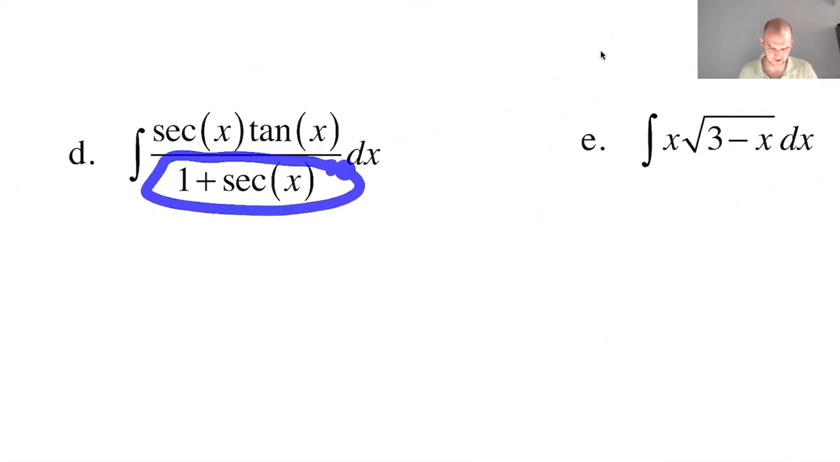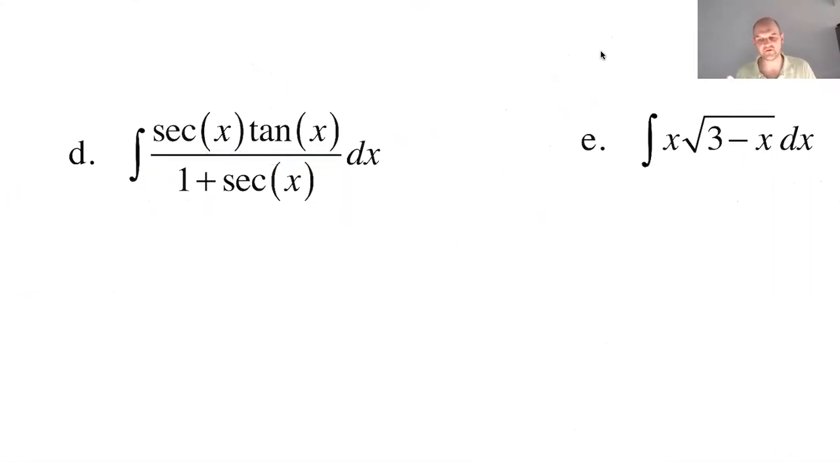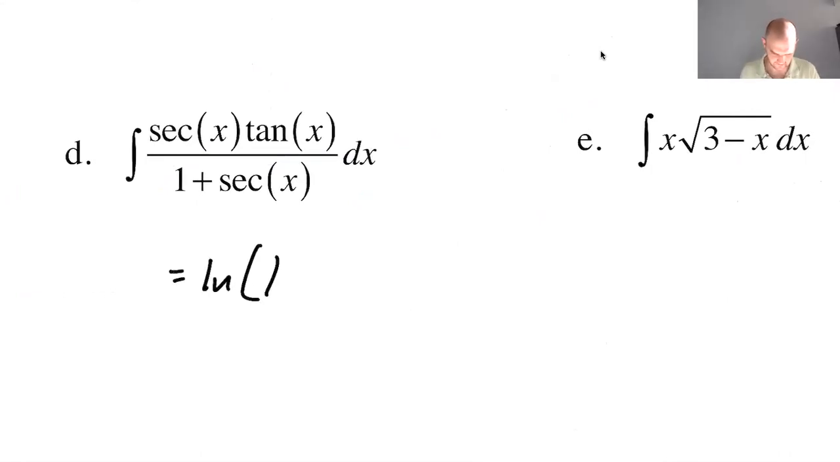It's like the only choice. I'm going to make u equal this. So then the derivative of secant is secant tan. So this is perfect. It's already done. Natural log, absolute value, 1 plus secant of x plus c. So how did I know to do that?